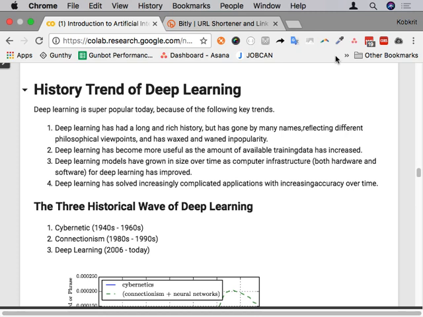And the third one is deep learning models have grown in size over time, something like Google LeNet, which is over 100 nodes. And as for computer infrastructure, both GPU, hardware, and software for deep learning have improved, so we got huge improvement nowadays. And the fourth one is deep learning can solve increasingly complicated applications, and with increasing accuracy over time.